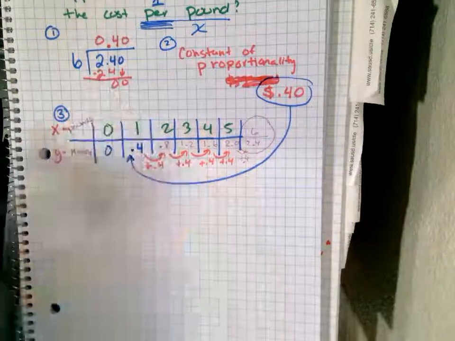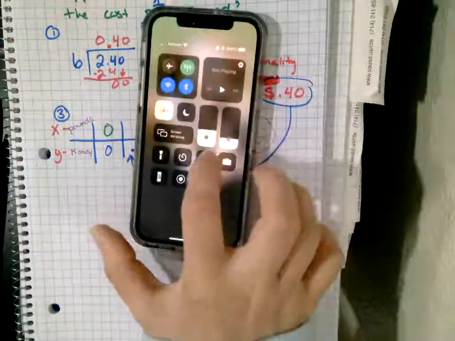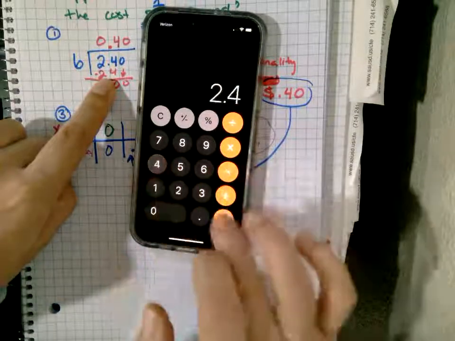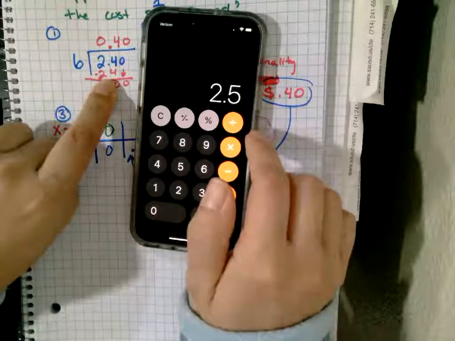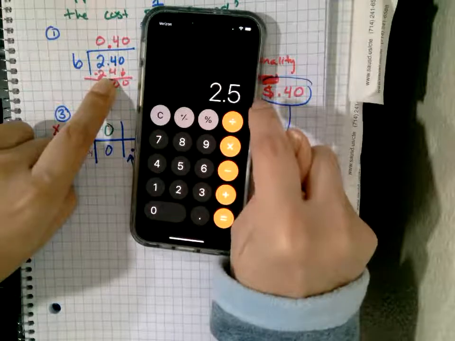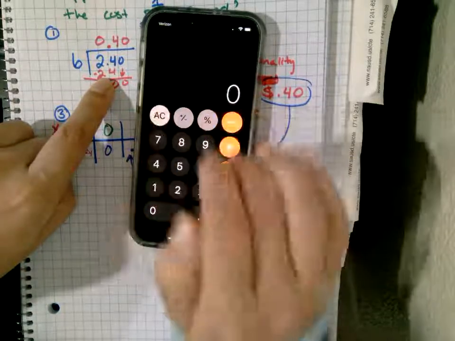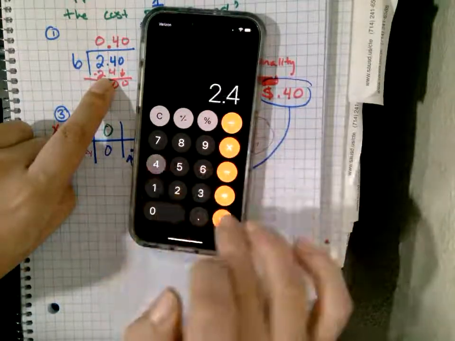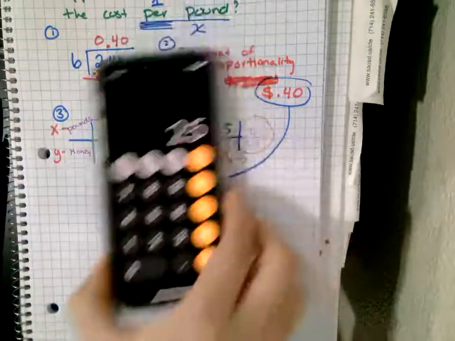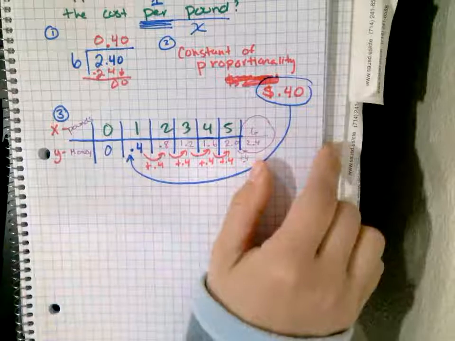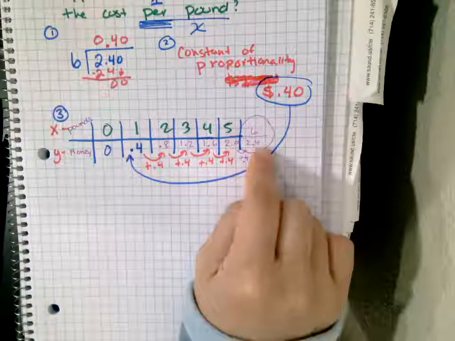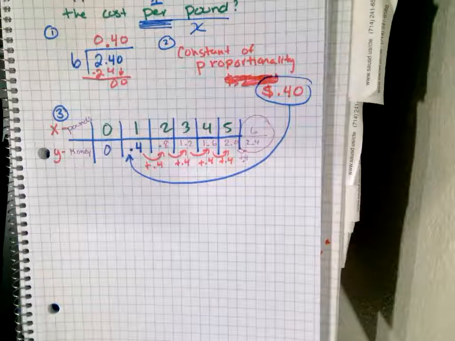Some kids, unfortunately, this is what they'll do. They'll do 6 divided by 2.4. Oh, my answer is 2.5. And it's like, ooh, no. And it looks like a nice number, so they'll think it's correct. It's like, I did 6 divided by 2.4, Miss O'Malley, and I got 2.5. That's the constant of proportionality. And they'll do all the work, and I'm like, okay, so did 6 pounds cost $2.40? No, it cost like $18. And that didn't ring a bell?